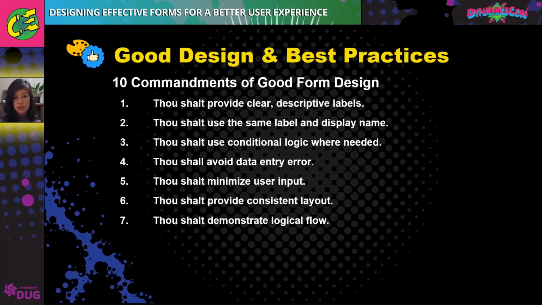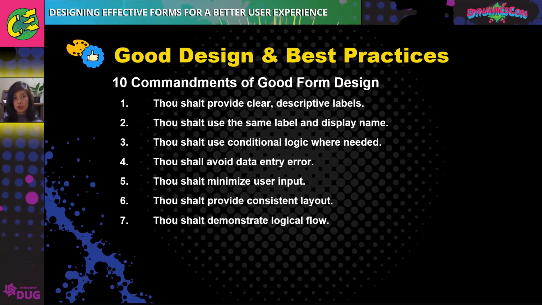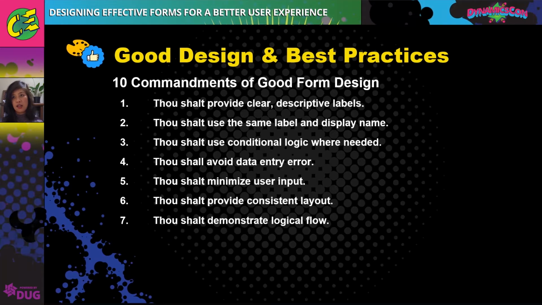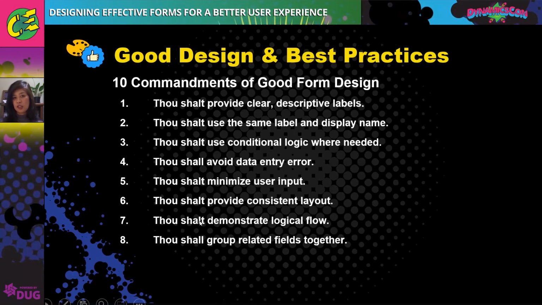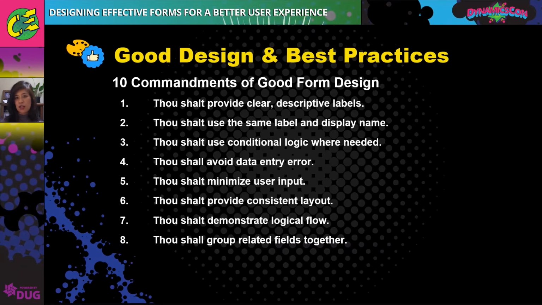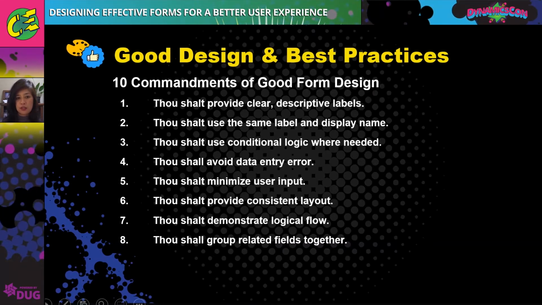All right, number seven, those shall demonstrate logical flow. So this is around being structured on designing your tabs and your sections and fields. The form needs to align with the business process flow. So when would the information come in hand? When in the process do they need to complete this tab, I mean, this part of the form? So your logic, your tabs, and your sections should align with the business process flow.